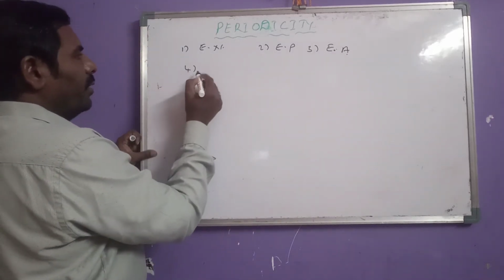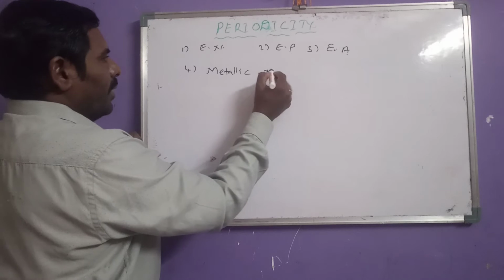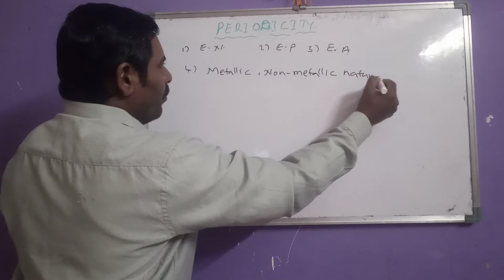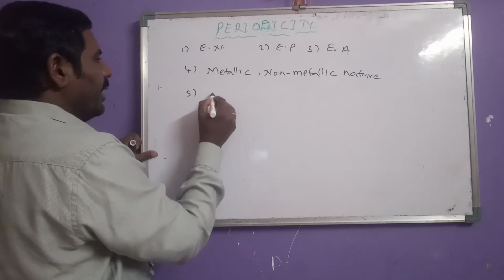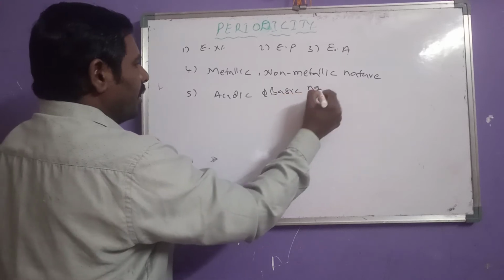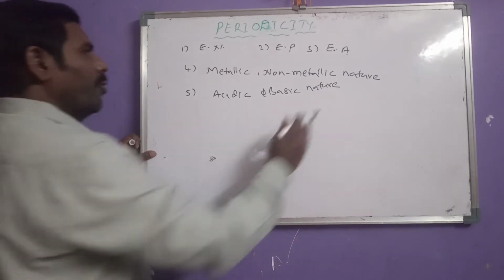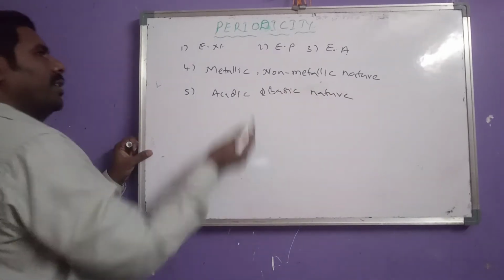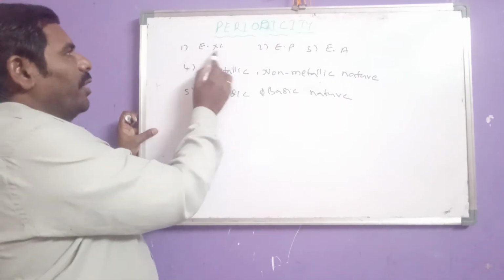Another important one is metallic and non-metallic nature. This is also one important one. Another fifth one is acidic nature and basic nature. Okay. And of course, if you go for ionization potential, that is also considered here, along with acidic and basic nature, metallic and non-metallic nature. These are the important periodic properties. Let us see them one by one here.